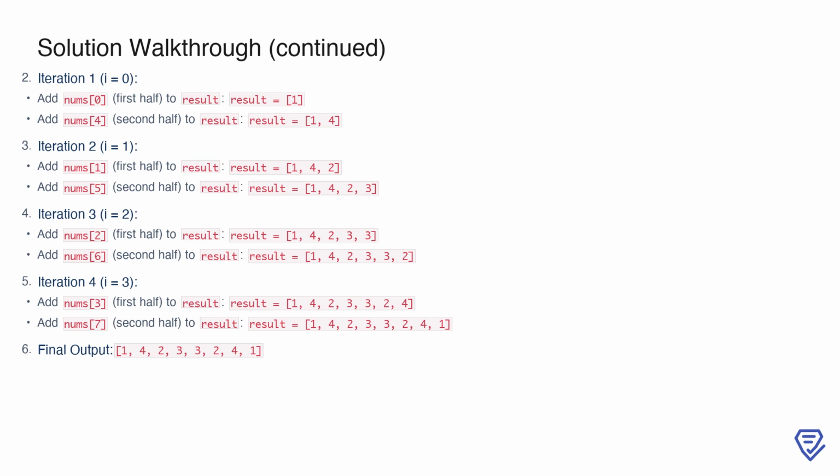In the third iteration, when i equals 2, we continue the pattern by adding nums[2] from the first half, which is 3, and nums[6] from the second half, which is 2. The result grows to 1, 4, 2, 3, 3, 2. Finally, in the fourth iteration, when i equals 3, we add nums[3] from the first half, which is 4, and nums[7] from the second half, which is 1. This completes the shuffle, and the result is 1, 4, 2, 3, 3, 2, 4, 1. The final output is exactly what we expected.